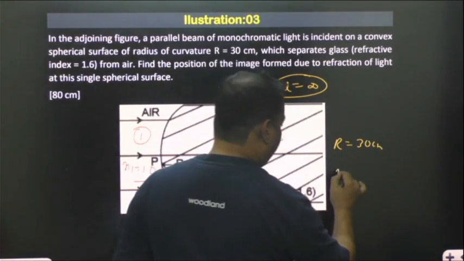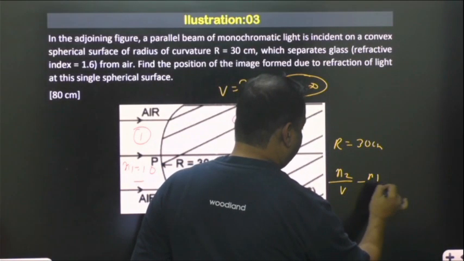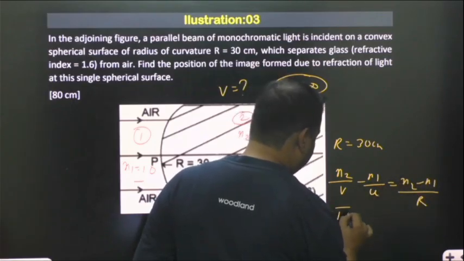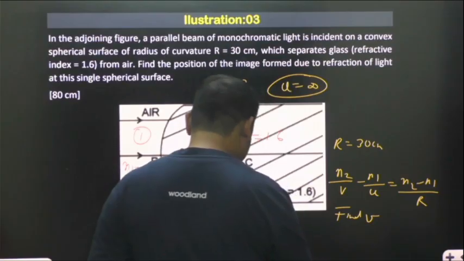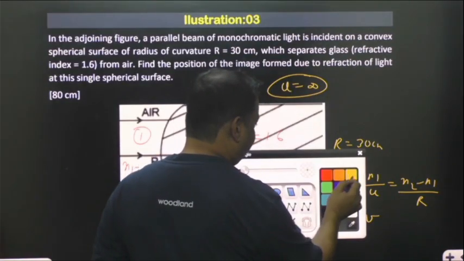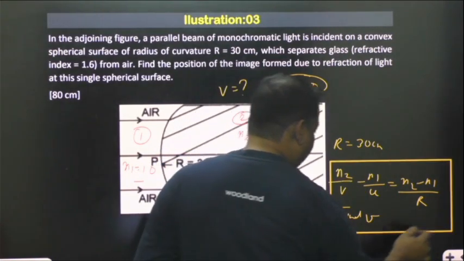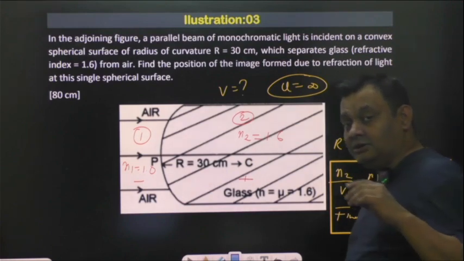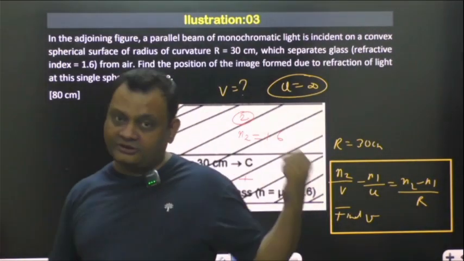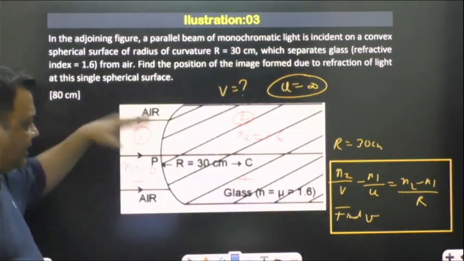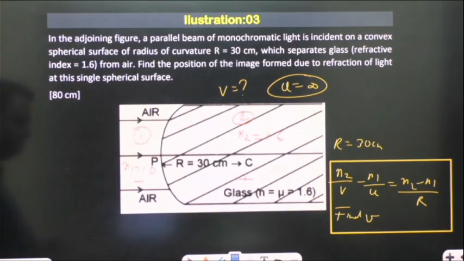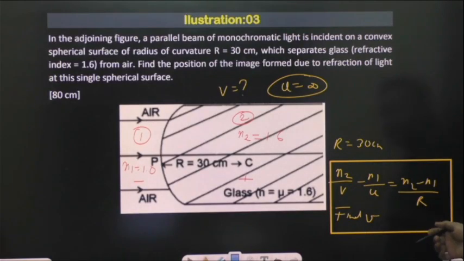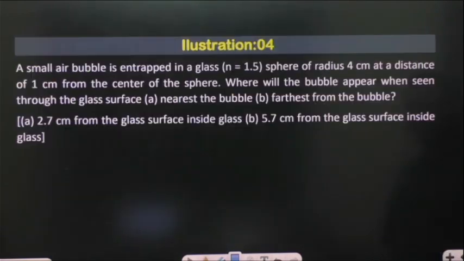So apply the formula. N2 by V minus N1 by U is N2 minus N1 by R, and find V and write the answer in a proper sentence in the comment box. Proper sentence means you will tell the distance of the image from the surface and the side, the medium in which the image is formed. Okay? So this I am leaving for you to do and write the answer in the comment box.